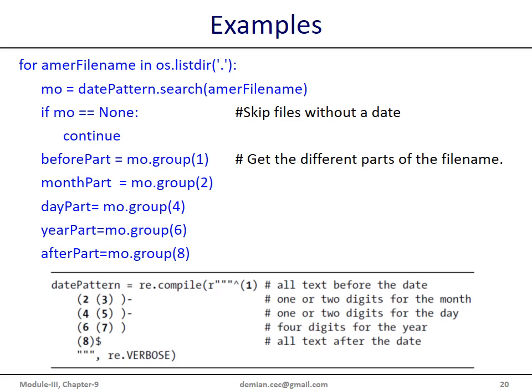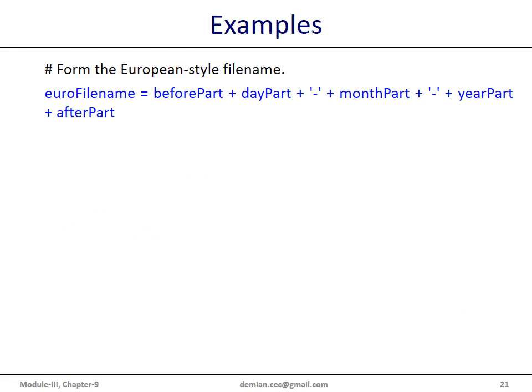Let us see the rest of the code, which is presented in the next slide. Now we create the European file name for each of the files. Still we are inside the for loop. Before part, now we put the day part, then hyphen, month part, hyphen, year part, and after part.